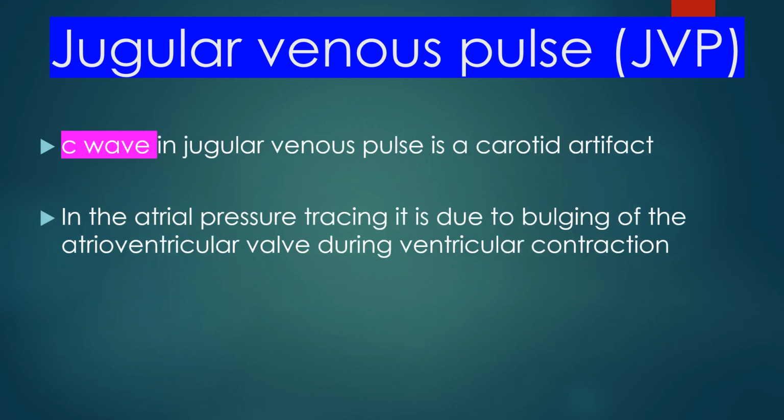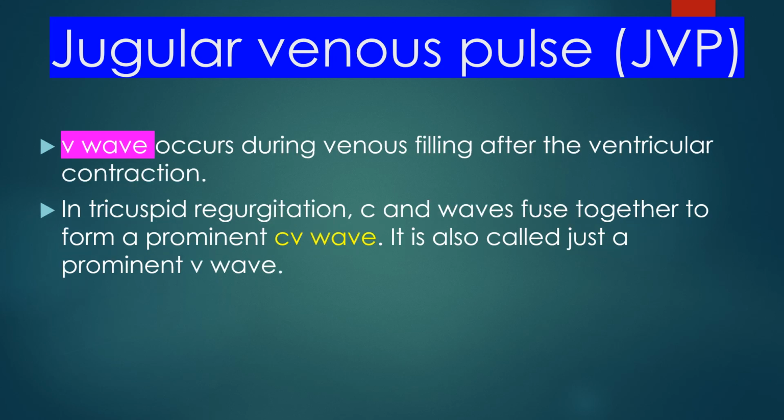C wave in jugular venous pressure is a carotid artifact. In the atrial pressure tracing, it is due to bulging of the atrioventricular valve during ventricular contraction. V wave occurs during venous filling after ventricular contraction.